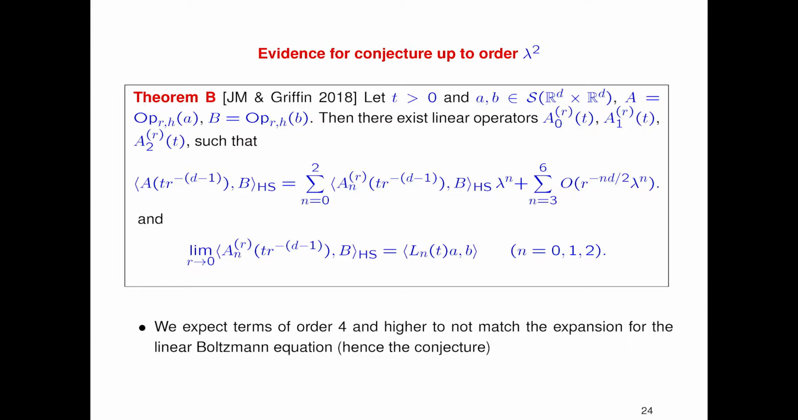We have, this is not just a formal expansion in lambda, but it actually has a proper error term here. But you observe that it explodes as r tends to 0. So the way to understand this is first take lambda very, very small, and then r to 0. So this is an indication that we indeed can expect some nice limit. That's what our conjecture is based on. Now, the way we prove this conjecture indicates that the order 4 term in this formal expansion is not that of the linear Boltzmann equation, and that's why we conjecture that the limit should not be that of a linear Boltzmann equation.